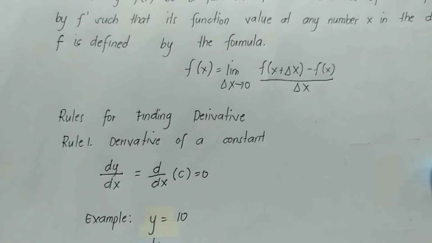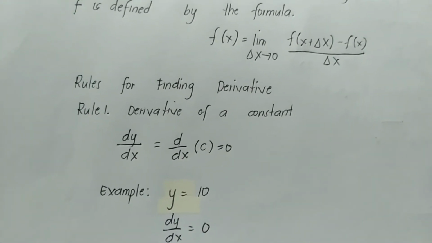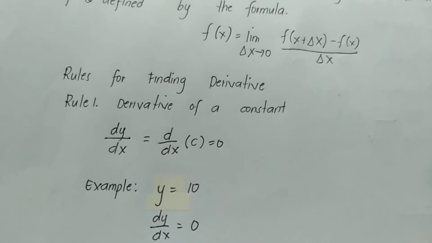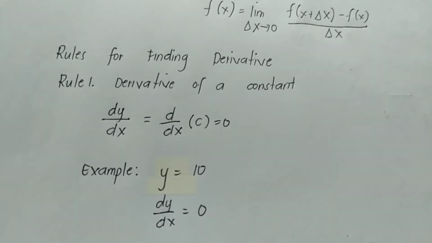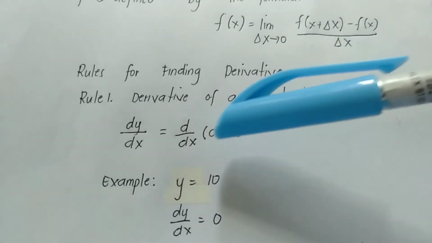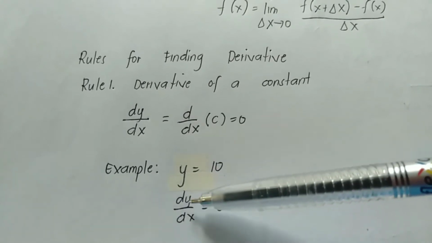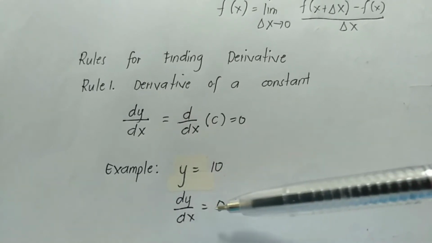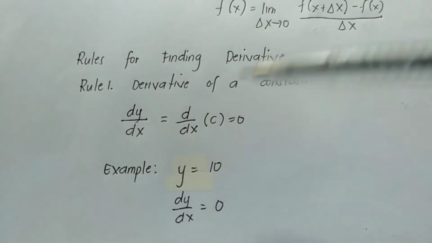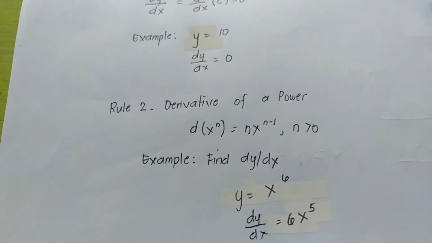First rule is the derivative of a constant. So the derivative of y with respect to x is equal to the derivative of a constant, which is equal to 0. So for example, y is equal to 10. So the derivative of y with respect to x is equal to 0. So the derivative of a constant is always equal to 0.